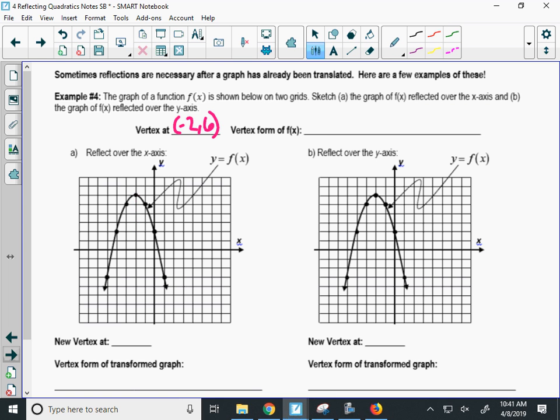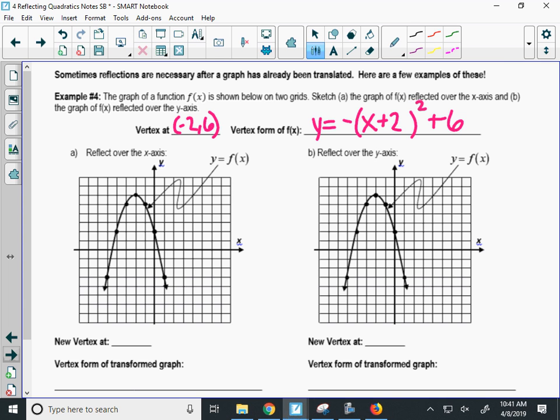So the vertex form of this parabola is y equals. Now my parabola is upside down, which means at some point it was reflected over the x-axis. So when it's upside down, opening down, we put a negative in front. In the parentheses, I'm going to have an x. Now I have a -2, which means I have to put a +2 here, squared. And then a +6 for the y means I have to put +6 on the end.